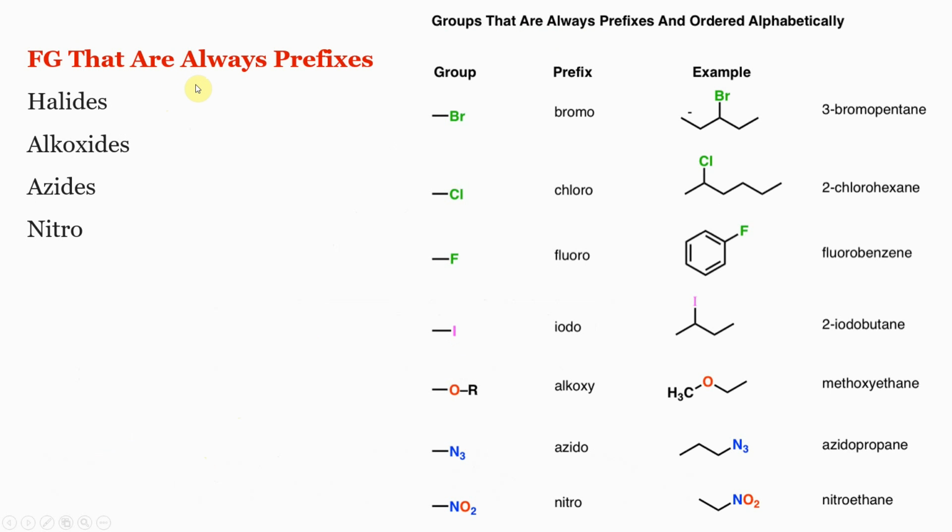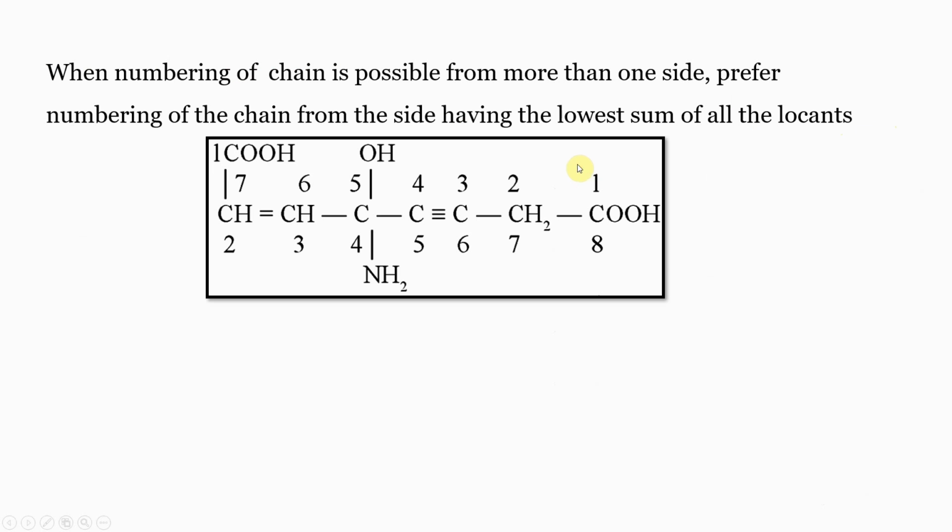There are functional groups that are never suffix, only prefix, meaning they are less important, even less important than ene and yne. Yes: halides, alkoxide, azide and nitro. Azide is not strictly in your syllabus, but halide, alkoxide and nitro have no suffix at all. So you say bromoethane; ethyl bromide, ending in -ide bromide, is the common name. If it starts with bromo, for example bromopentane, then it is IUPAC naming. We are looking at only IUPAC naming.